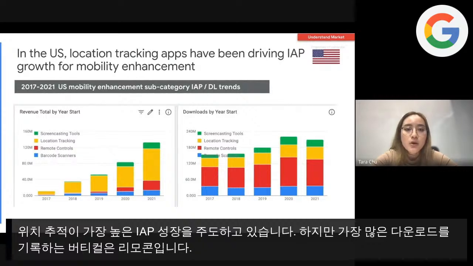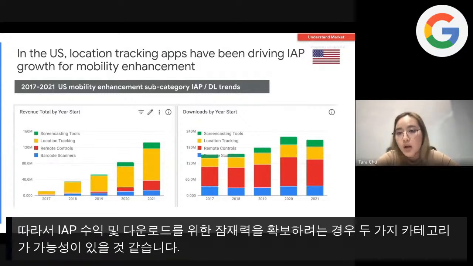So now we know location tracking is driving the highest growth by IAP. Here is a quick view of how revenue contribution plays out across sub verticals. You can see on the left hand side, location tracking, in the yellow box here, accounts for almost 80% of that revenue in 2021. However, remote control is leading in terms of downloads. So these are the two verticals that you can potentially test out and focus on if you want headroom for ad revenue and downloads.